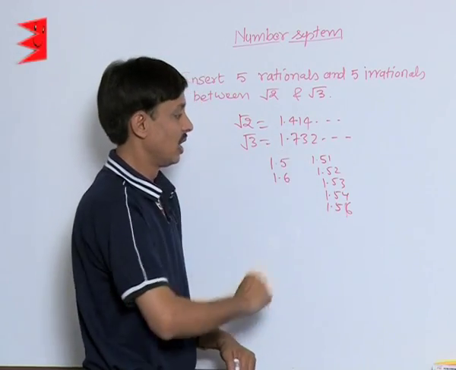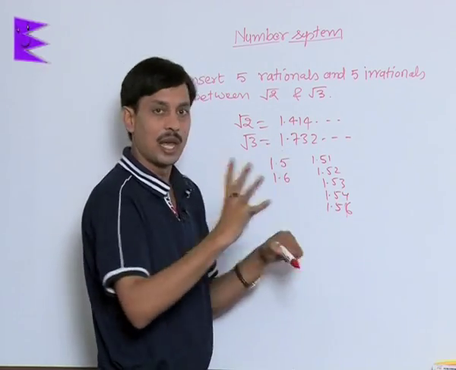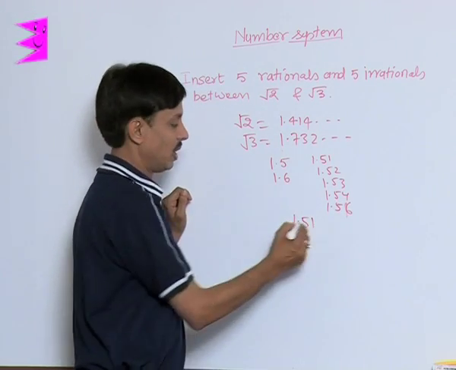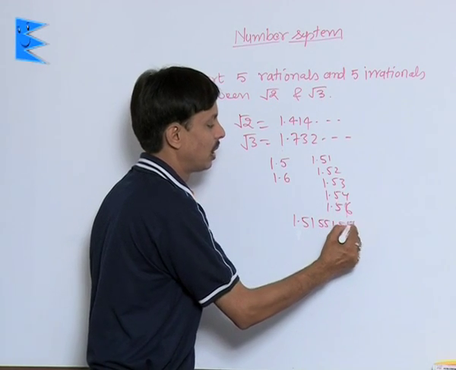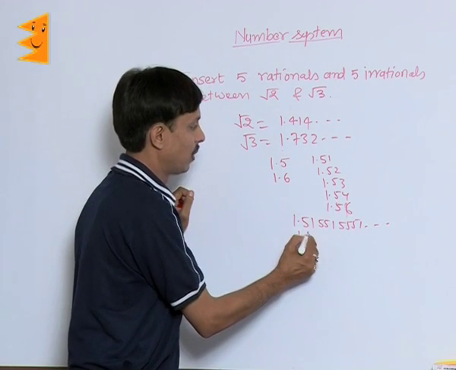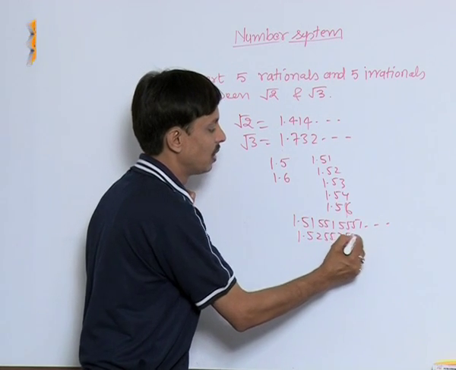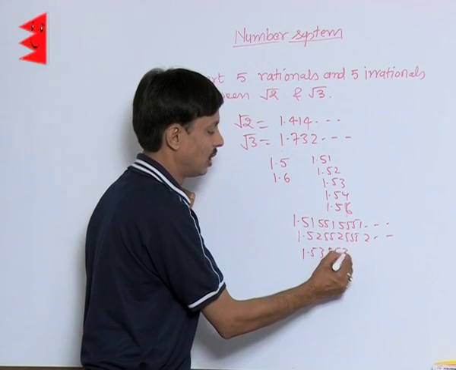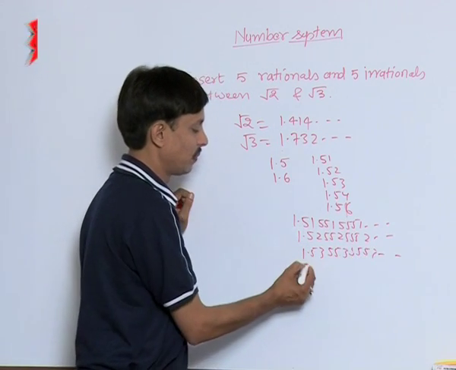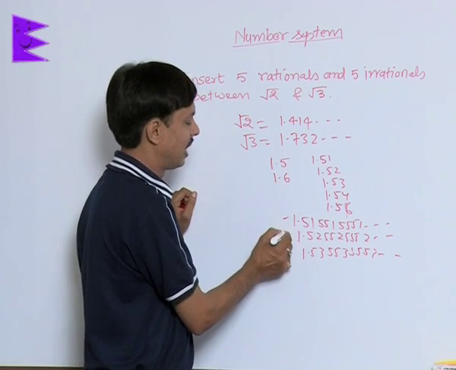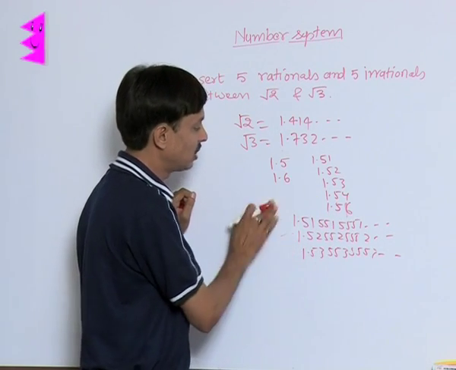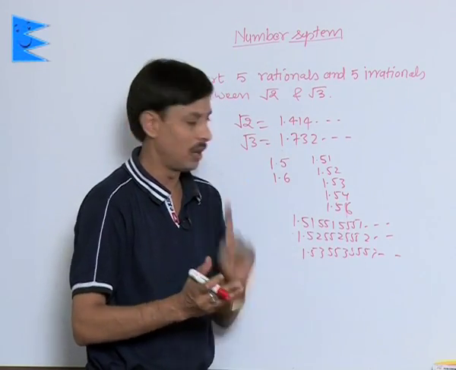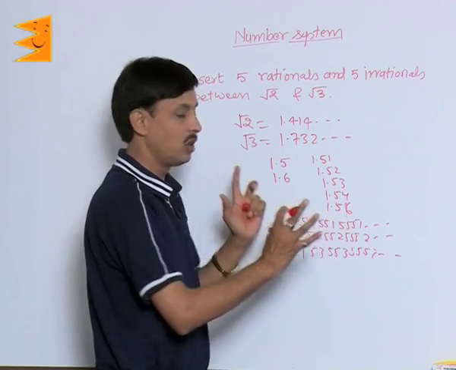These are the rationals. The same numbers, these all 5, can be converted to irrationals also. How? If you want to say 1.51, then you write 1.51551, then 1.51551 and dot dot dot. Then 1.52, 1.52552, 1.52552 dot dot dot. Then you can say 1.53, 1.53553, 1.53553 and dot dot dot. Similarly, you can write, as I have shown here, 3 irrationals. You can write n number of them, maybe 5, maybe 50, maybe 1000, maybe 500. Whatever you want to write, you can write.